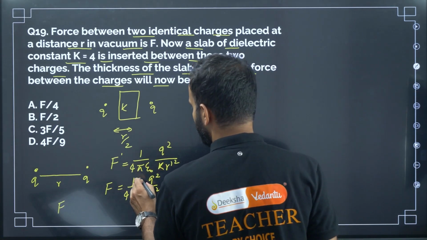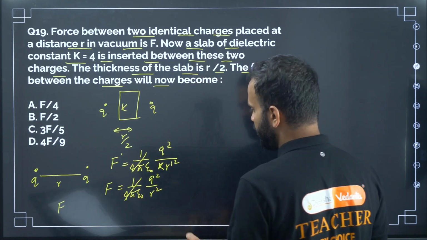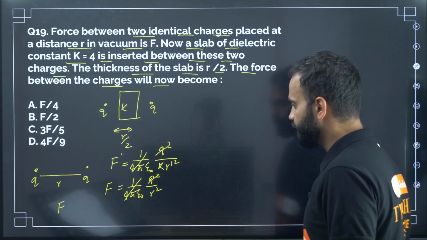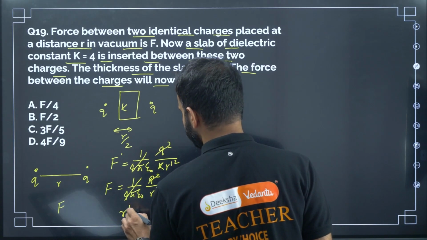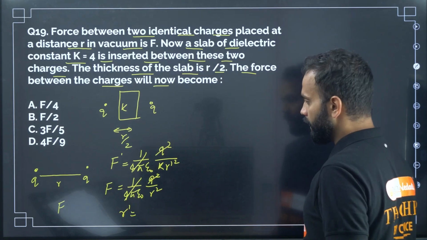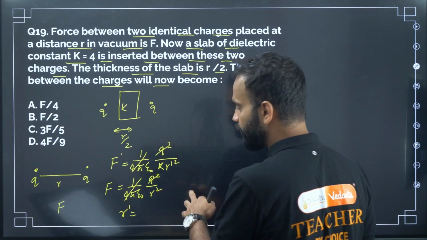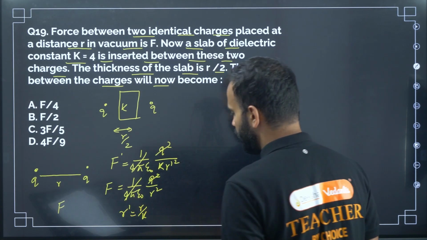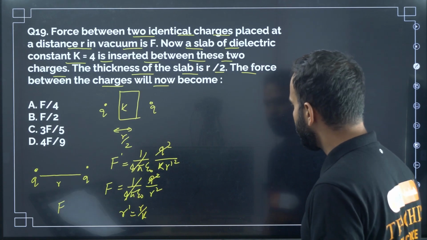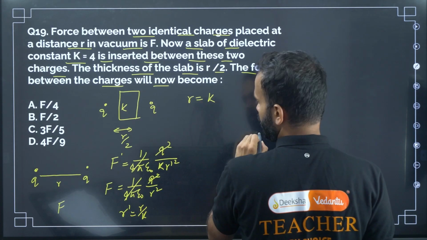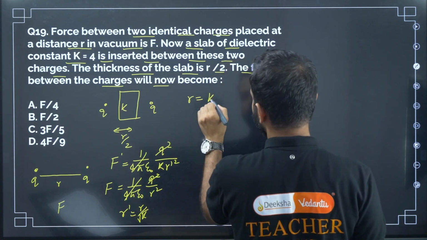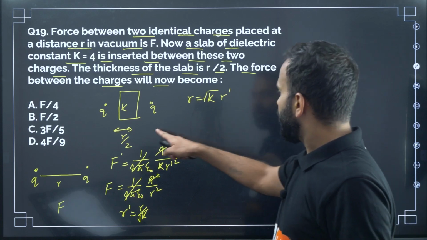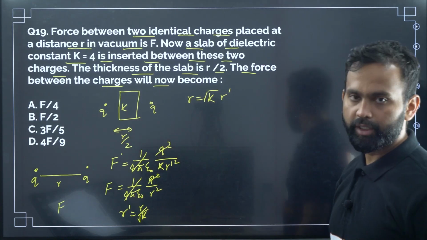So 1 by 4 pi epsilon naught and 1 by 4 pi epsilon naught will get cancelled, and Q square will get cancelled. So 1 by K into R dash square is equal to 1 by R square. So R dash is equal to R divided by root K, or R equal to root K times R dash. Here what is R dash? R dash is R by 2, isn't it?